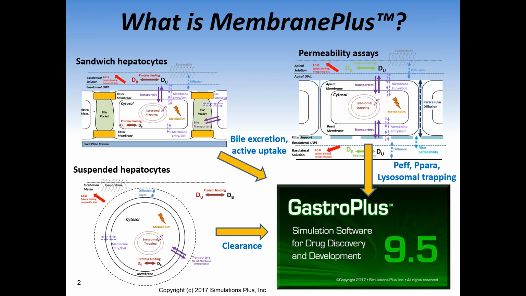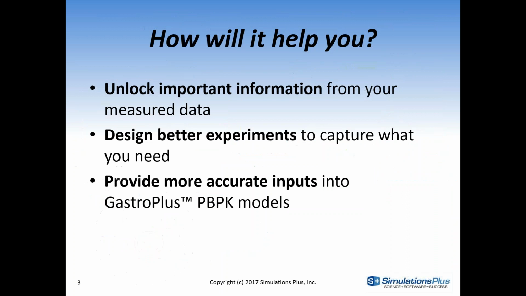So, looking at the biliary excretion and active uptake in the sandwich hepatocytes, the clearance mechanisms for your CYP enzymes, and then your permeability or the effect of lysosomal trapping of lipophilic cations, you can enter all these as inputs and perform IVIVE in GastroPlus 9.5. How will it help you? Well, unlock important information from your measured data.